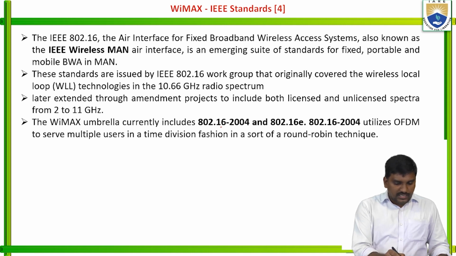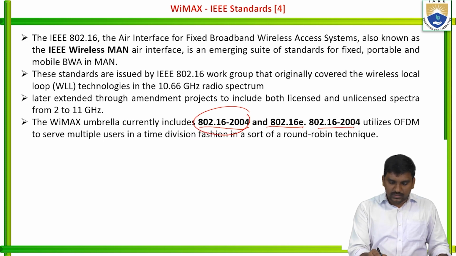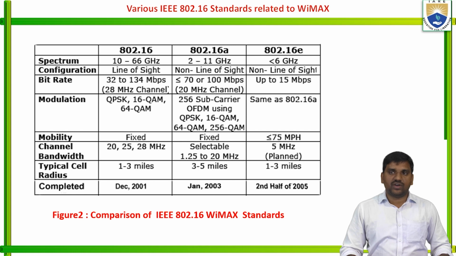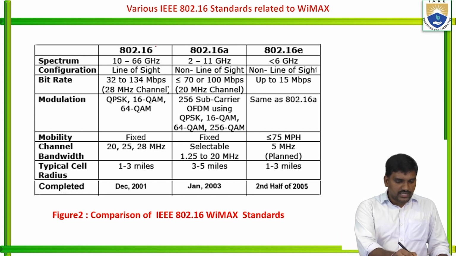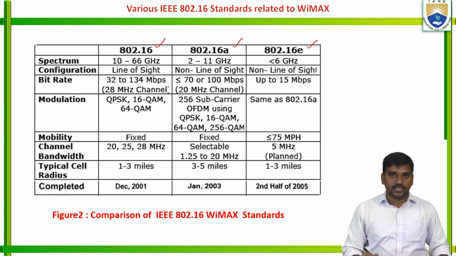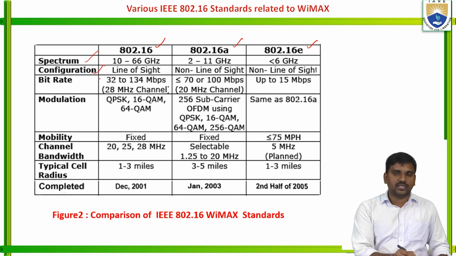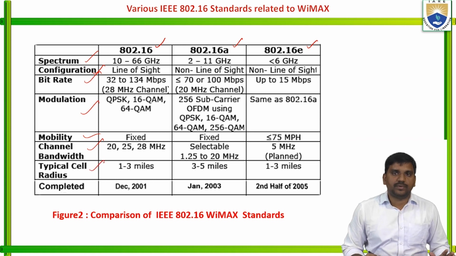Next, the continuation of IEEE standards. The WiMAX umbrella currently includes 802.16, which was developed in 2004, and 16E. 802.16-2004 utilizes OFDM to serve multiple services. We already discussed these points. Next, here is a comparison of the IEEE 802.16 WiMAX standards: 802.16, 802.16A and 802.16E. The parameters are spectrum, configuration, bitrate, modulation, mobility, channel bandwidth, typical cell radius and completion date.